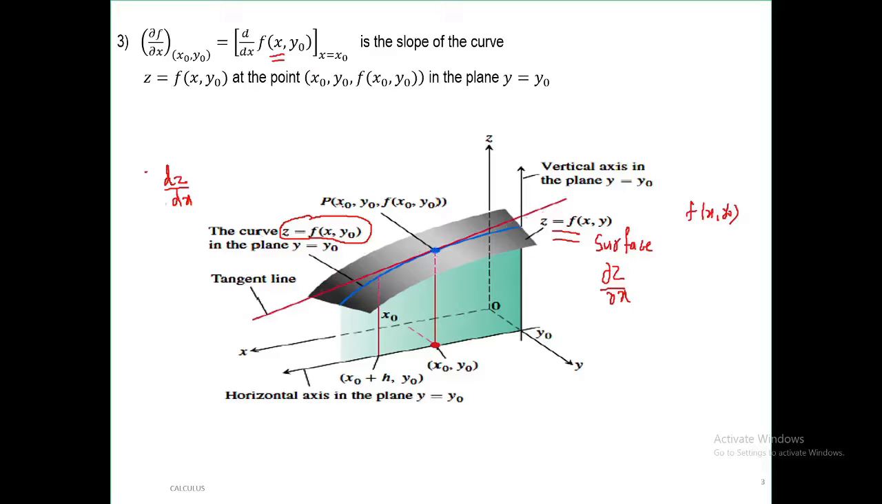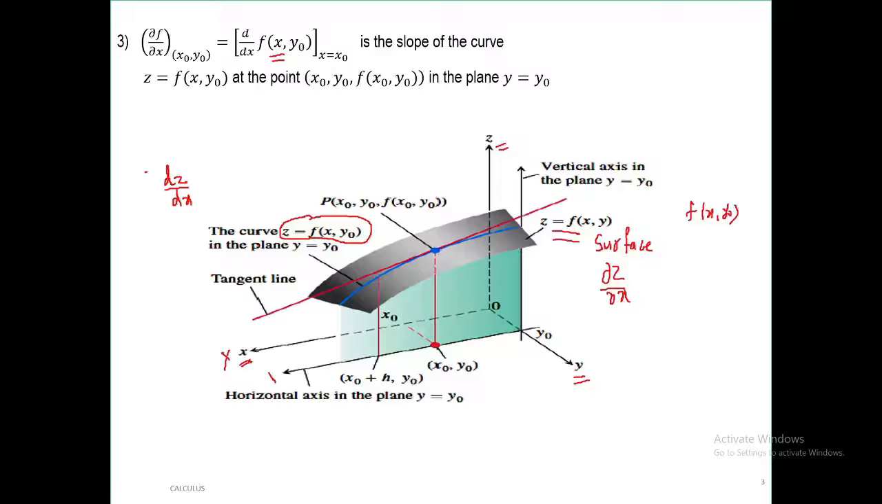Look at P of x naught, y naught, f of x naught, y naught. At this point, you are finding the slope. In which direction? X direction only, because you are doing d by dx. In the x direction, you are finding slope. What is this? Is x-axis, right? This is x-axis, this is y-axis, and this is z-axis.